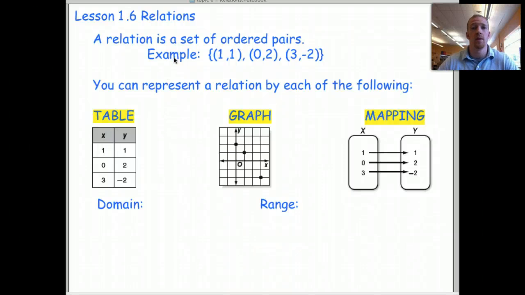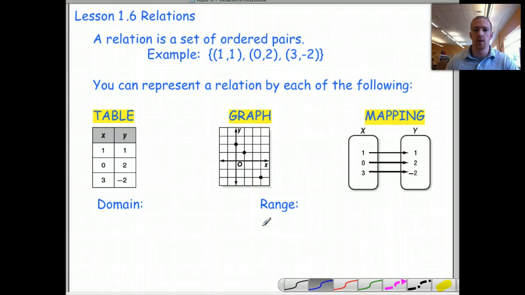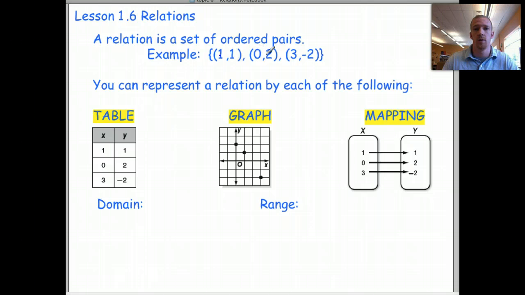Alright, so now we're talking about relations. This is our next topic here. A relation is just a set of ordered pairs, or basically what it does is it takes a group of numbers and matches each number from one group to numbers in another group. So there's several ways of representing this. One would be a set of ordered pairs. So this matches 1 with 1, 0 with 2, and 3 with -2.